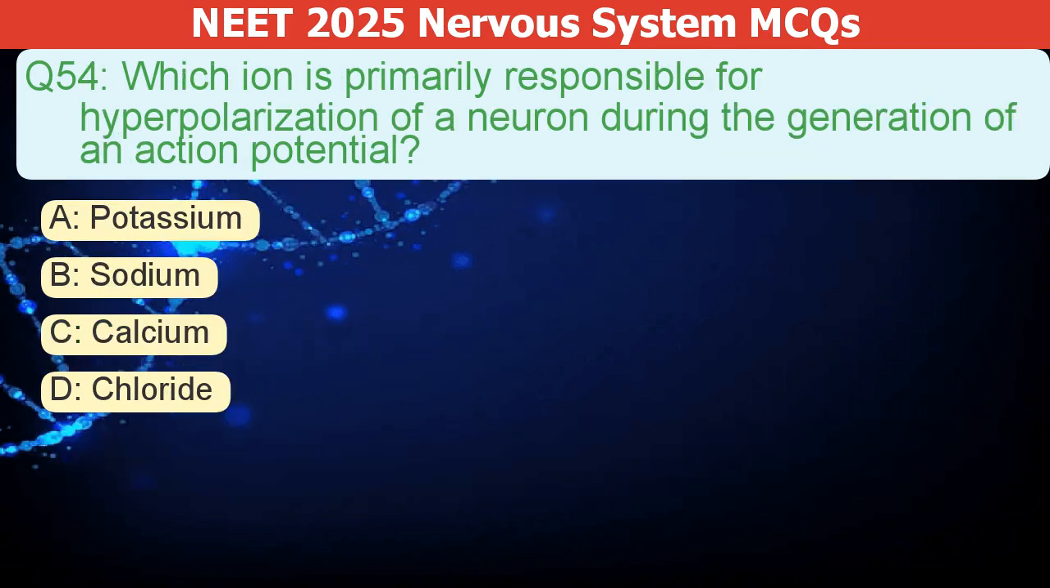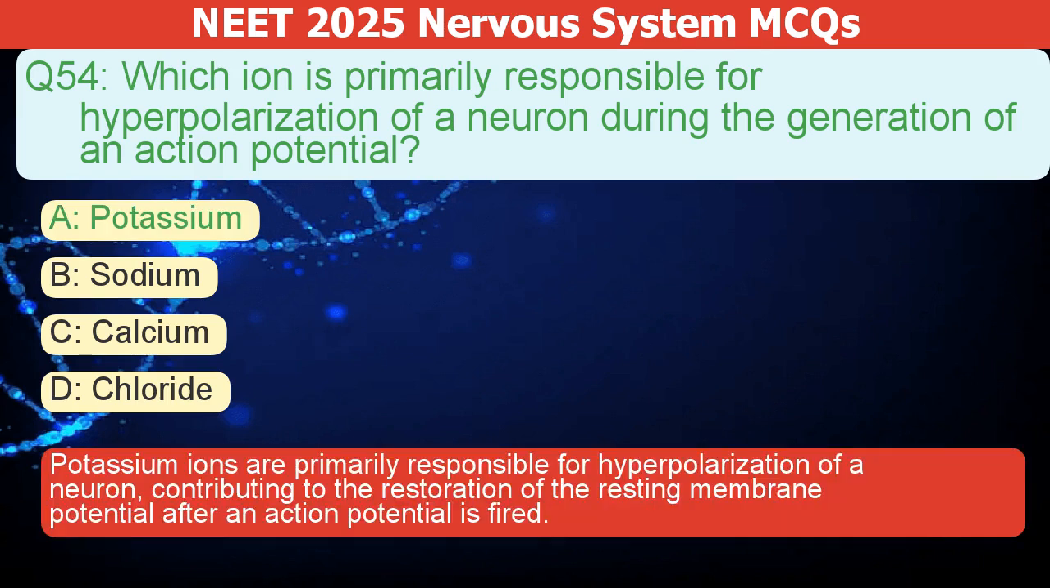Which ion is primarily responsible for hyperpolarization of a neuron during an action potential? A. Potassium. B. Sodium. C. Calcium. D. Chloride. The correct answer is A. Potassium ions are primarily responsible for hyperpolarization of a neuron, contributing to the restoration of the resting membrane potential after an action potential is fired.